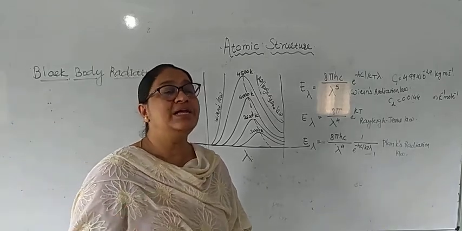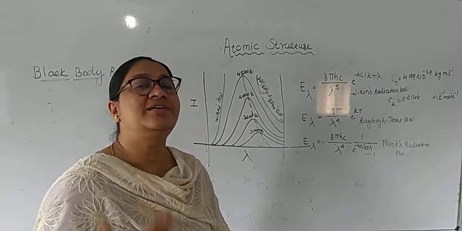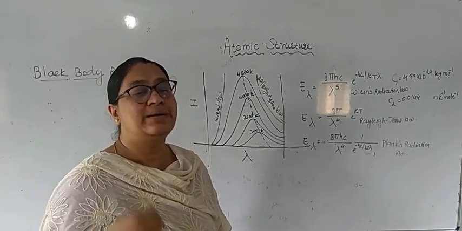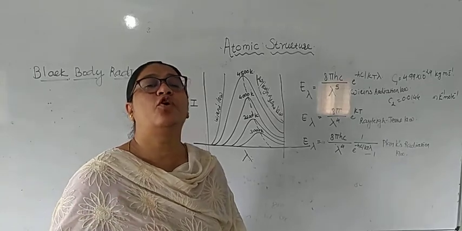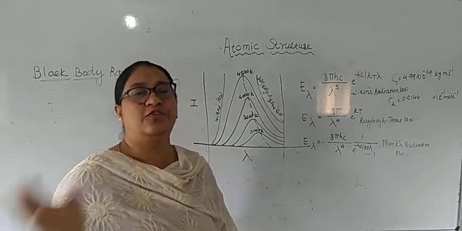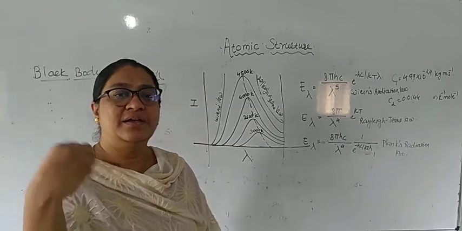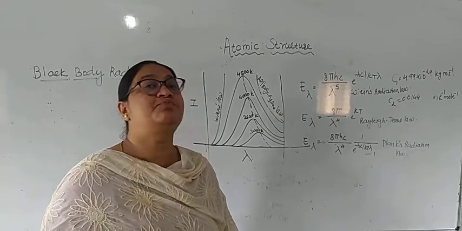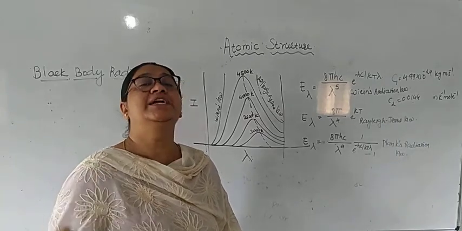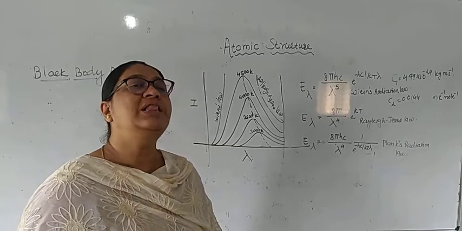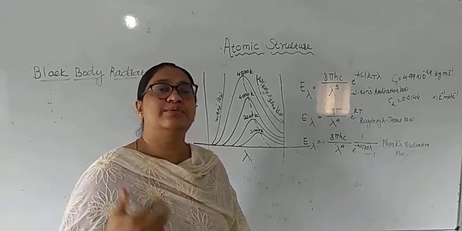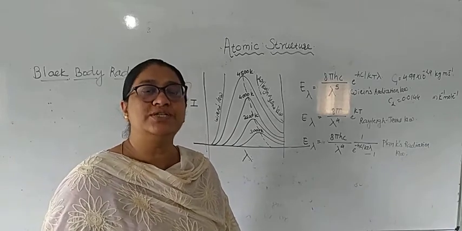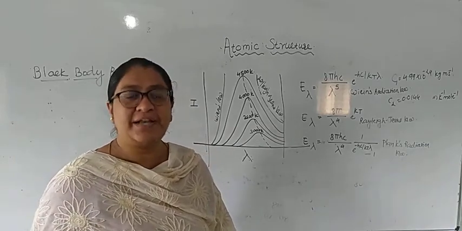Such bodies are called the black bodies. And when such bodies are heated to a certain temperature, all the energy they had absorbed is emitted in the form of radiations of different wavelengths. That means these black bodies are perfect absorbers as well as perfect emitters. When they are heated to a certain temperature, all the energy they have absorbed is radiated out in the form of radiations of different wavelengths.